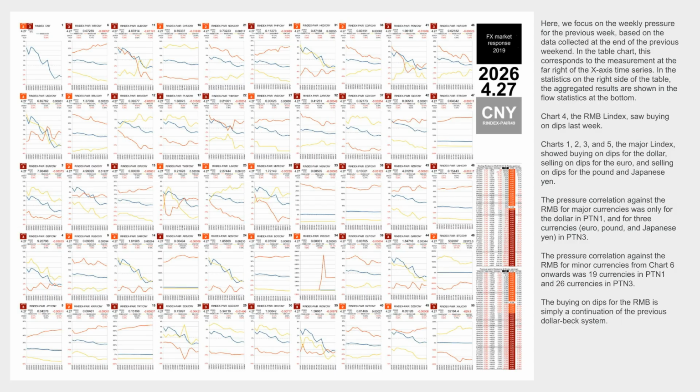The pressure correlation against the RMB for minor currencies from chart 6 onwards was 19 currencies in PTN1 and 26 currencies in PTN3. The buying on dips for the RMB is simply a continuation of the previous dollar-backed system.